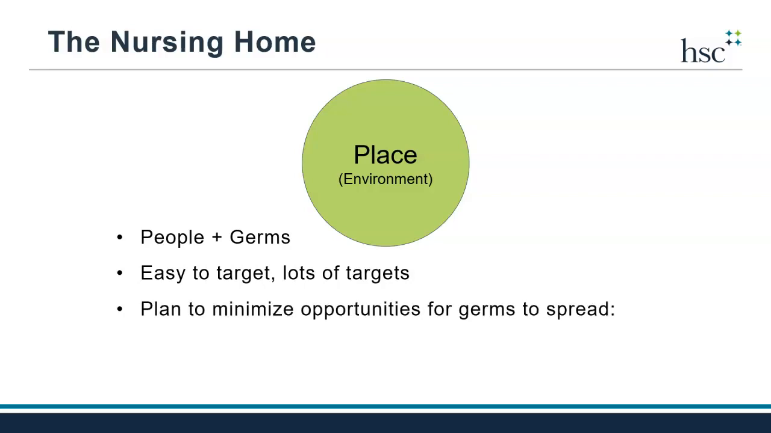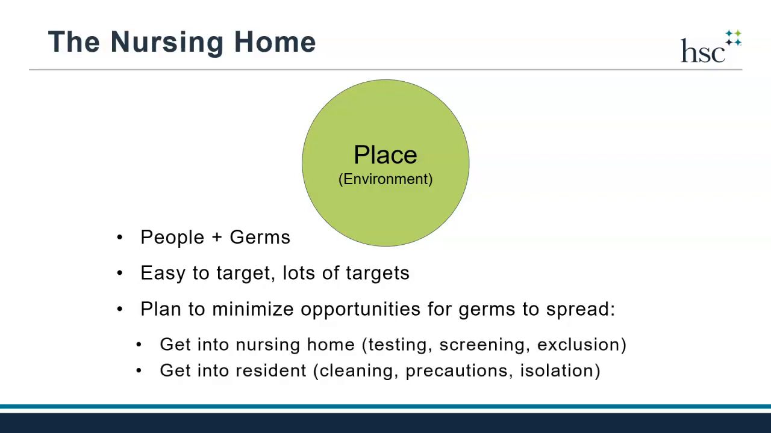Nursing homes are required to minimize the spread of germs. They must assess the risk of infection in their facility, have an infection prevention plan in place that is based on this assessment, and then monitor how well the plan works. This infection prevention plan targets how germs get into the nursing home and also into residents.